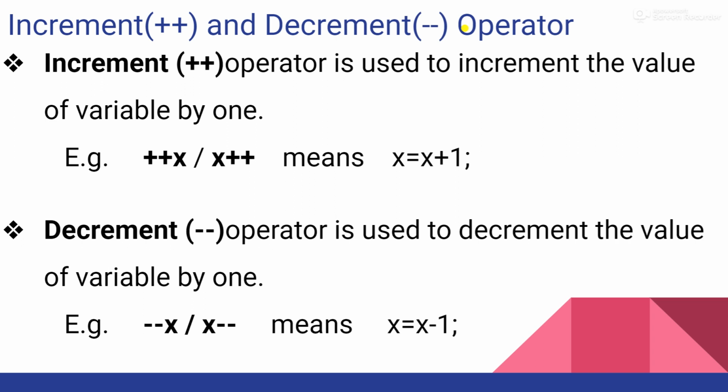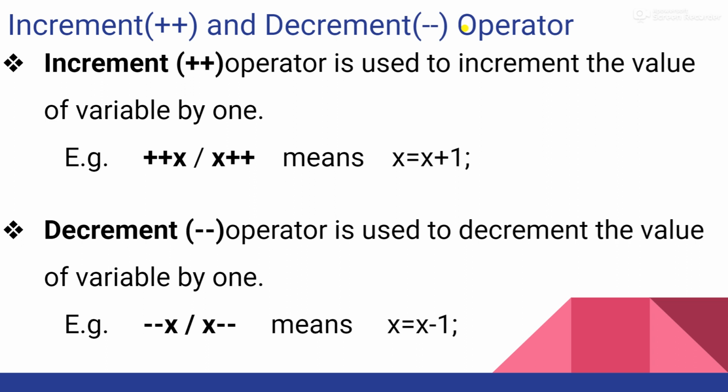So we will see what this increment operator means. This operator is used to increment the value of a variable by only one. Only increment by a single value. So if I say ++x or x++, both mean x = x + 1 only. Again I will repeat, ++x or x++ means both are x = x + 1, means I am incrementing the value of x by only a single value, that is only 1, right?